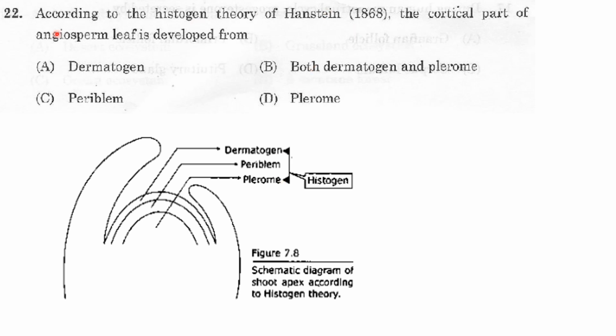So here they have asked about the cortical part of the angiosperm leaf. So the cortex is derived from which histogen according to the histogen theory? I told you it is from the periblem as per the theory. Answer is option C.